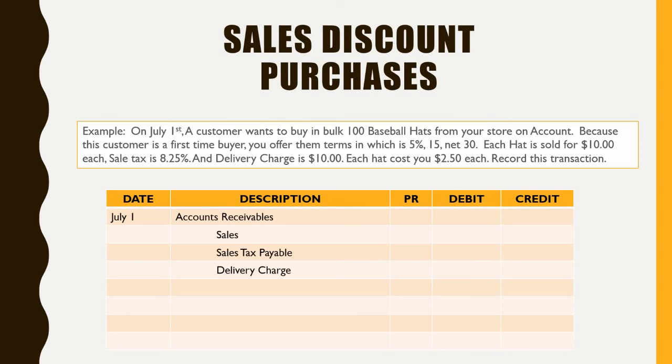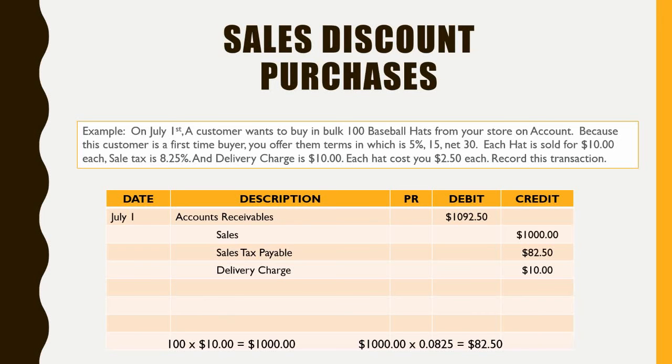Okay, so first things first, we have to recognize how did they pay? In this case, they paid by putting it on an account. Okay, so we recognize accounts receivable. We recognize that we sold something to them. We recognize that we charged them tax and we charged them an additional delivery fee. Okay, so first things first, how much did we sell? We sold 100 hats at $10 each for $1,000. Tax on that $1,000 gave you $82.50. Plus that $10 extra delivery charge gave you a grand total of $1,092.50.